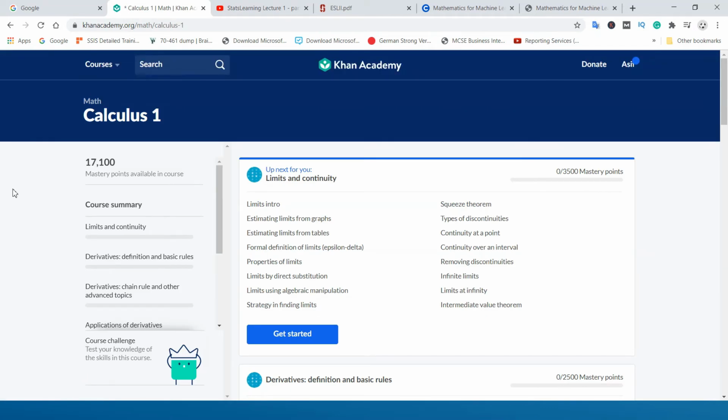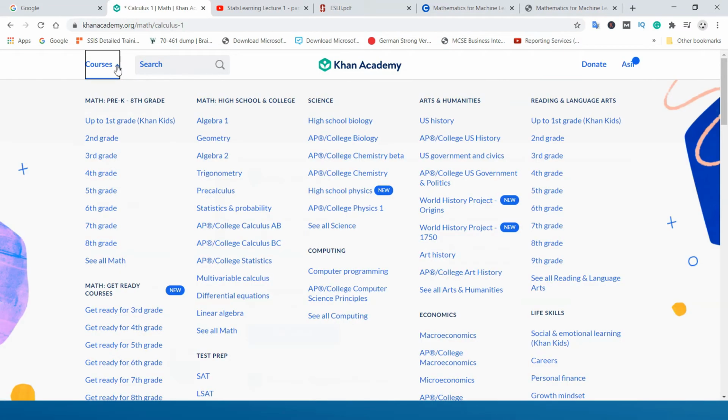And if you click here, courses, you can see the courses that are available, and you can choose which course you want to learn. For machine learning, you should be very good in linear algebra, differential equations, multivariable calculus, statistics, probability, and pre-calculus. These are very valuable resources that you can learn from Khan Academy.